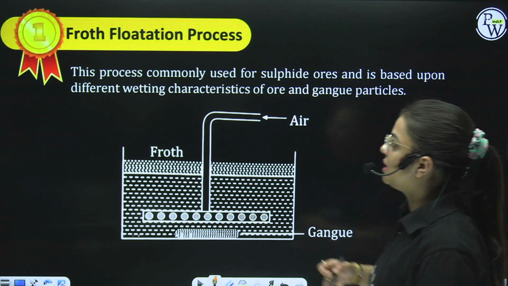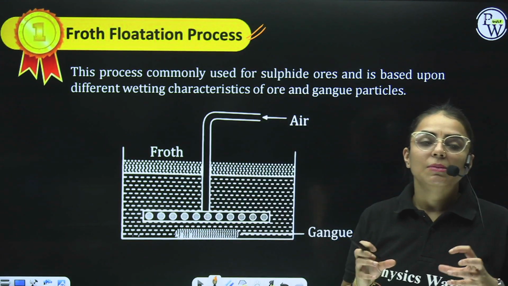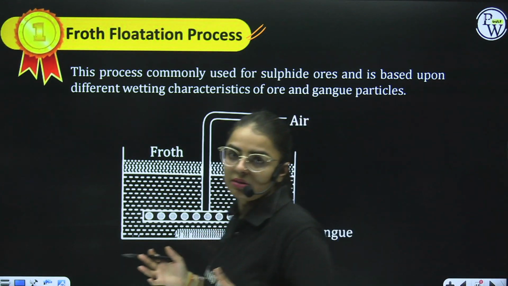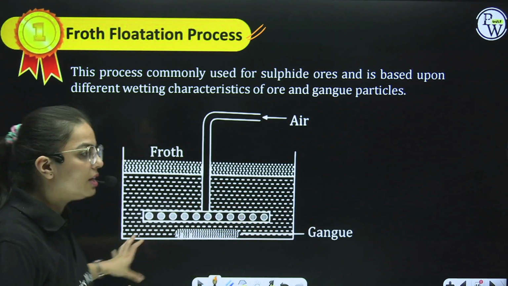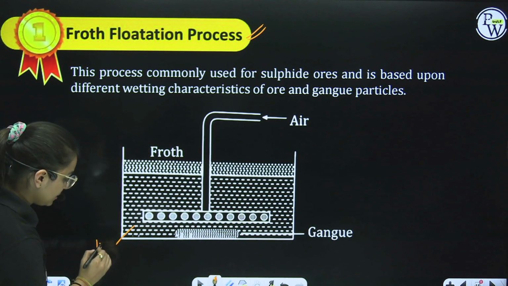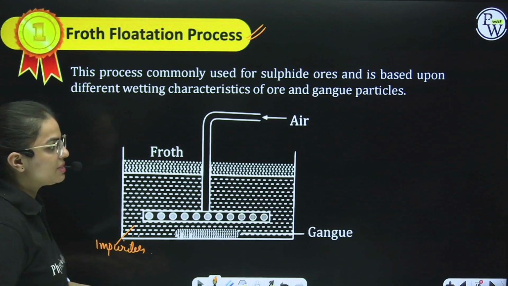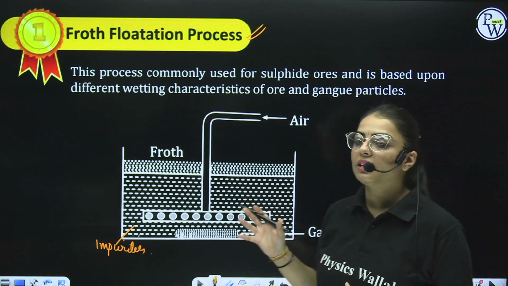Let's see the third method, that is the froth flotation process. Froth is basically the formation of foam. It is an important method, students. How is it important? Let us understand this. Here basically are the impurities that are present inside. Understand this. Here is the impurity that is kept inside.